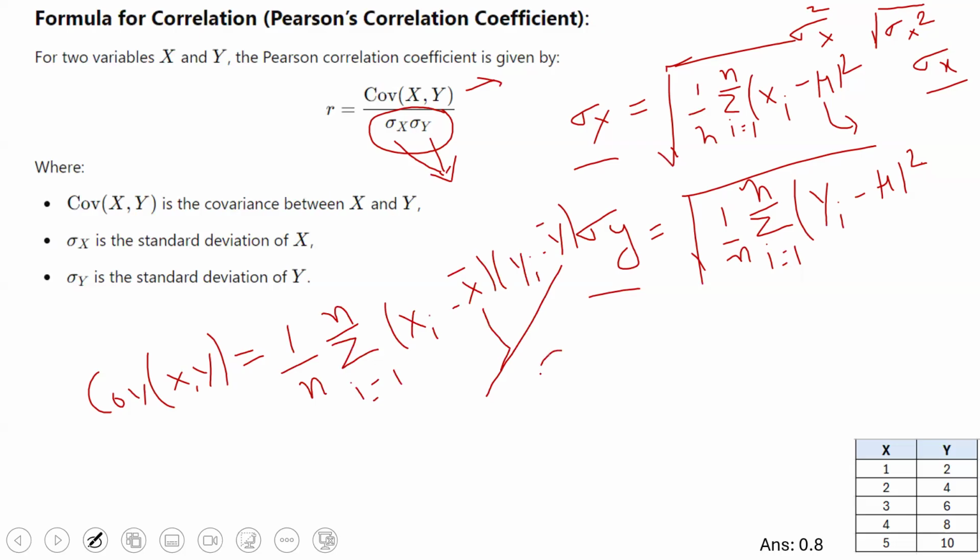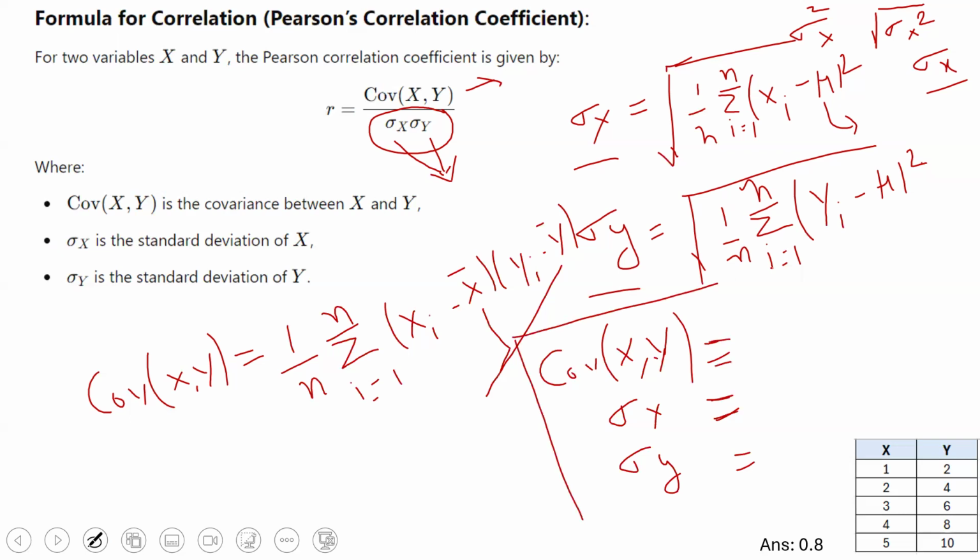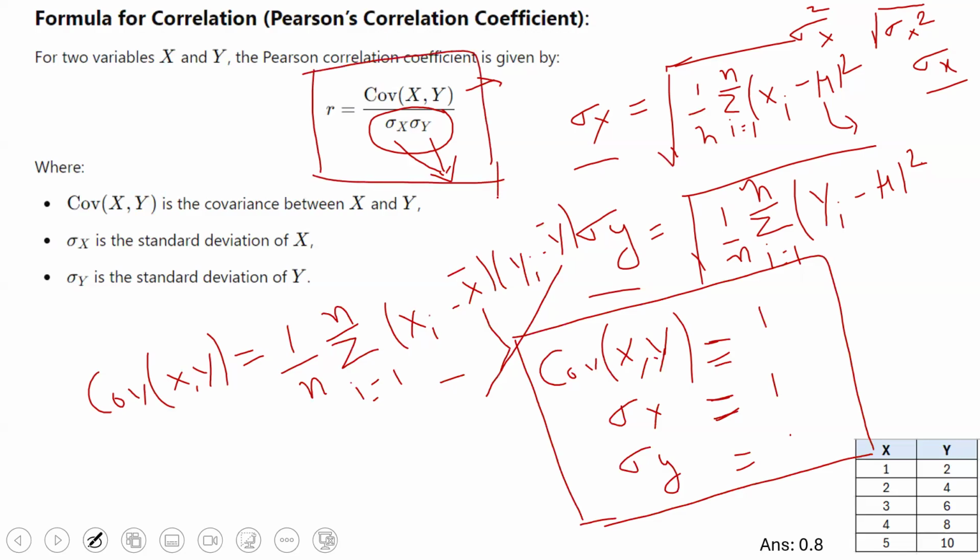Now, I only need the values for these three things. What is the covariance of x comma y? What is sigma x? And what is sigma y? Everyone, calculate from your side, and Wali, just calculate these values and let me know. Apply these formulas, calculate these values, and then you can apply this particular formula to get the correlation value.